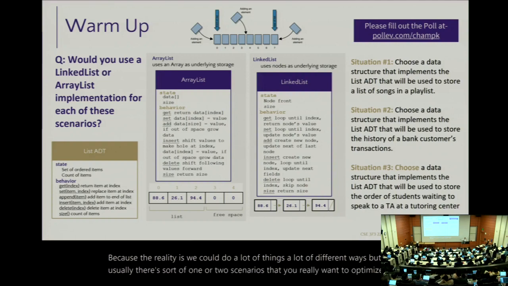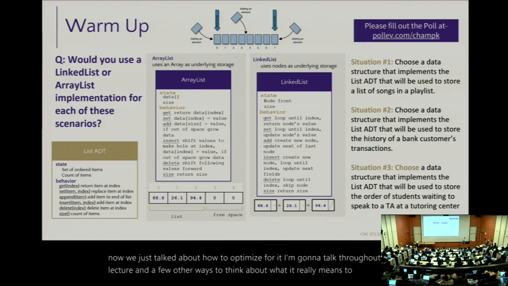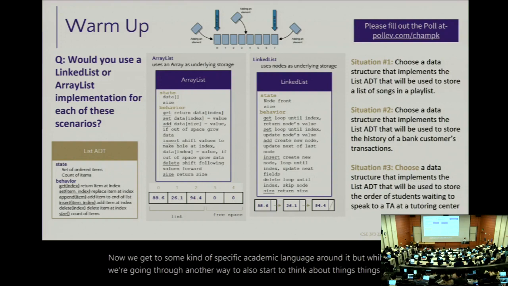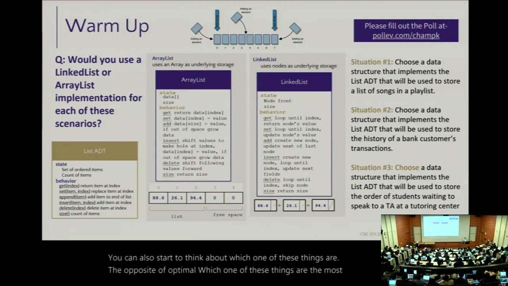Now, we just talked about how to optimize for it. I'm going to talk throughout this lecture about a few other ways to think about what it really means to say optimize, and how we get to some kind of specific academic language around it. But another way to start to think about things is you can also ask which of these things are the opposite of optimal. Which of these things are the most inefficient for your optimal situation?